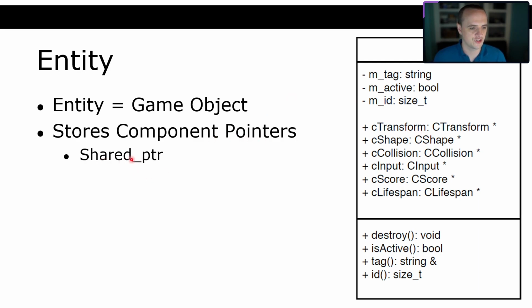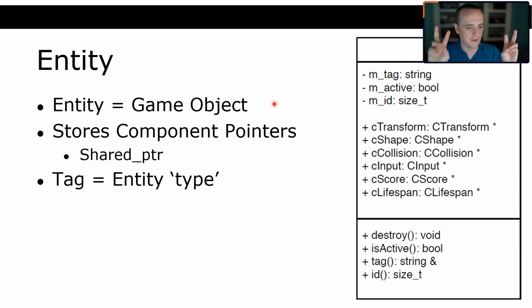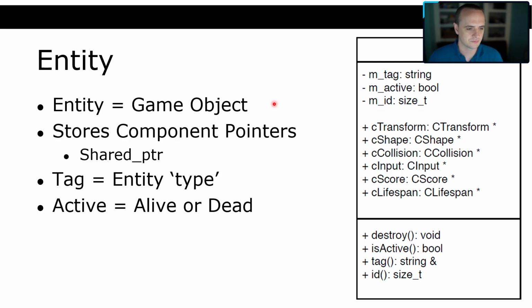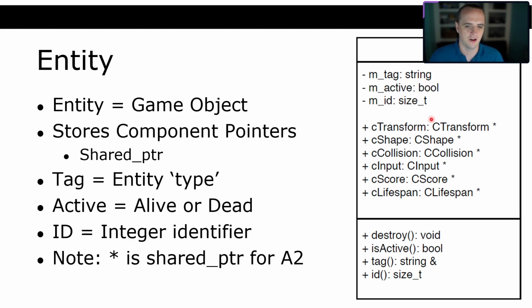So here we're going to have shared pointers to our components. The tag is going to be like the type of the entity, so it'll be a player or an enemy or a tile or whatever. Active is whether or not this entity is alive or dead. ID is the integer identifier. And over here in the UML I've put a star, which normally would indicate a raw pointer, but those are going to be shared pointers because I ran out of horizontal space to actually put this on the slide.